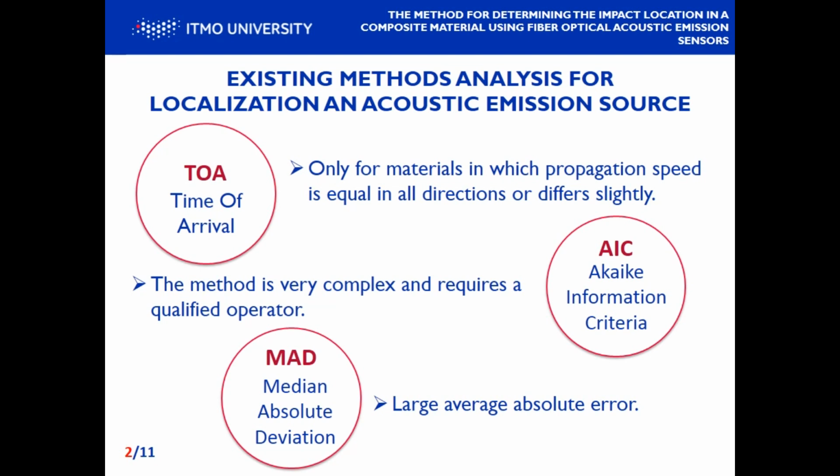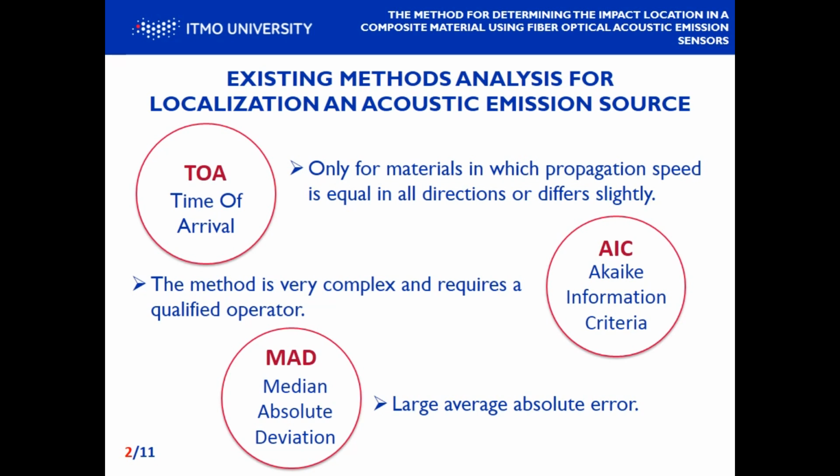The theoretical analysis of the most promising methods results in the idea of creating a more accurate and reliable source localization method for composite materials, where Fabry-Perot fiber interferometers were used as sensing elements.